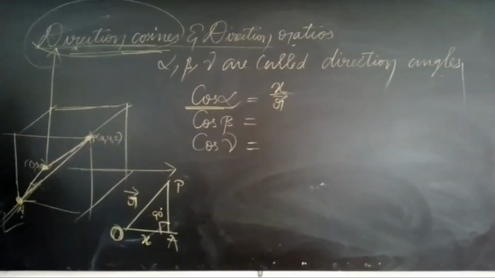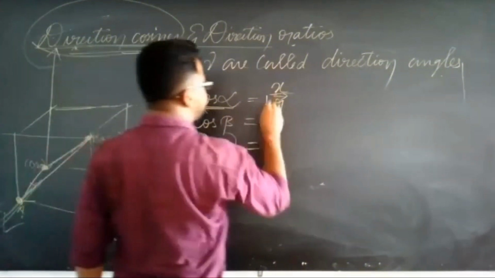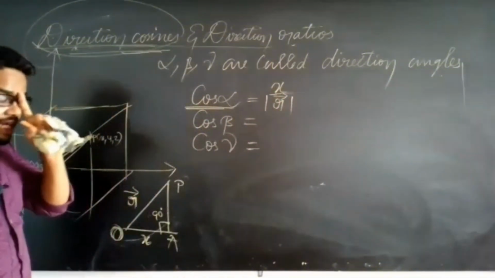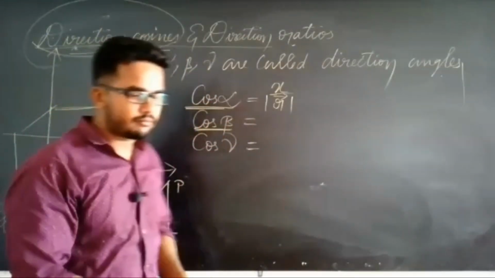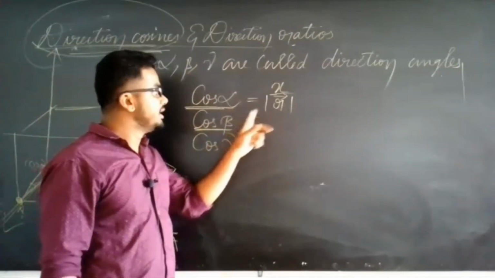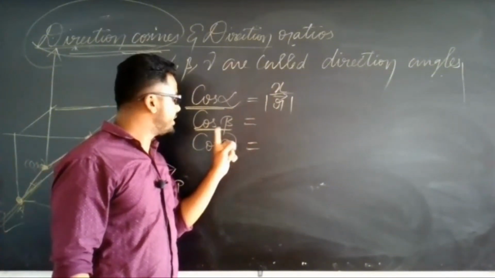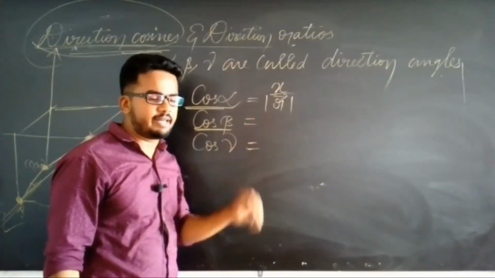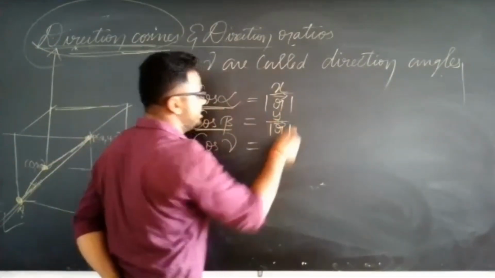We can call that as X by vector R. Next, if I go like this, can anybody tell me what can be written for cos beta? We have written for cos alpha, X by vector R. What we can write for cos beta? Can anybody answer? Y by vector R.